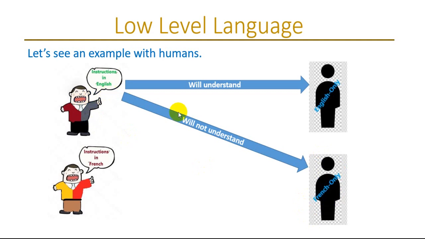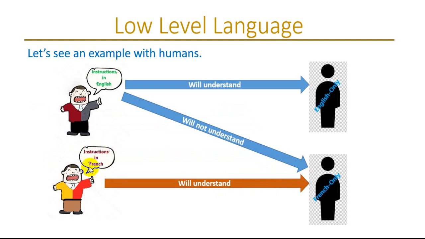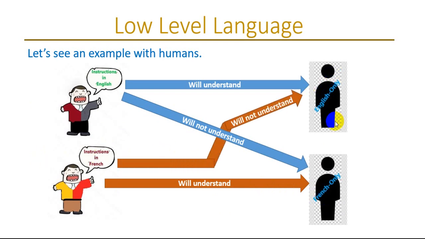So when this guy gives instructions to him in English, he doesn't understand what he's talking about, because his instruction set does not know what this means. Just like processor B trying to get processor A's instructions. The same way, if the French person gives instructions to the French-only guy, no problem, he will understand, because it's inbuilt, embedded into him. But when he tries to talk in French to the guy who understands only English, he won't understand.